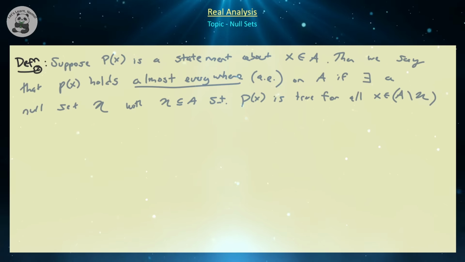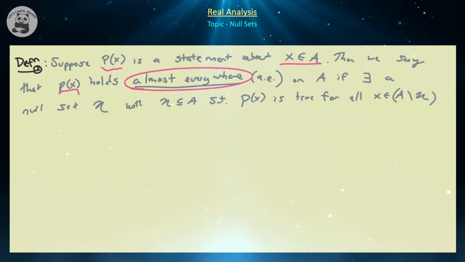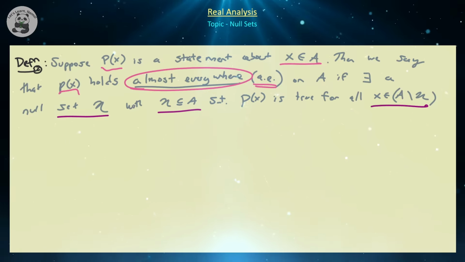The next statement is a phrase that's commonly tied with null sets, and it's the phrase "almost everywhere." So let's assume that P(x) is a statement about x in A. For example, this function is differentiable in this set, the function is continuous on this set, the function is Riemann integrable in this set, and so on. Then we say that P(x) holds almost everywhere, sometimes abbreviated by a.e., on the set A, if there exists a null set N, with the null set a subset of A, so obviously it can be an empty set, such that P(x) is true for all x in A except for the null set.